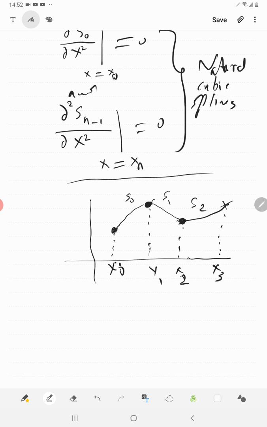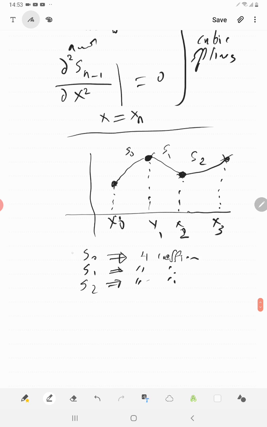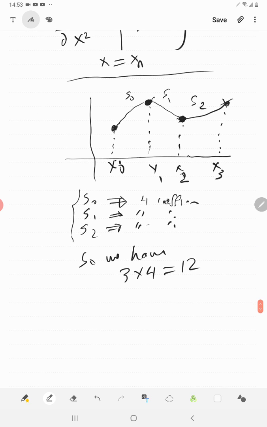For this example, how many points do we have? 1, 2, 3, 4, right? And we have three splines. S0 has 4 coefficients, S1 also 4 coefficients, S2 also 4 coefficients. So we have 3 times 4 equal 12 unknowns. We need 12 equations.